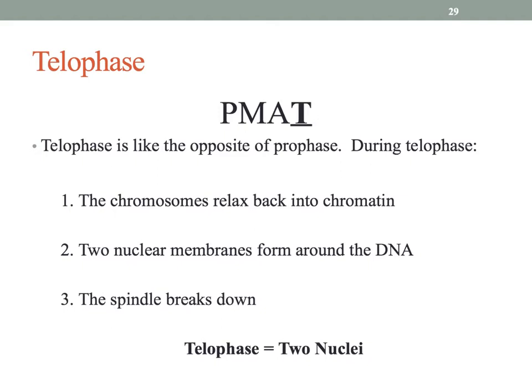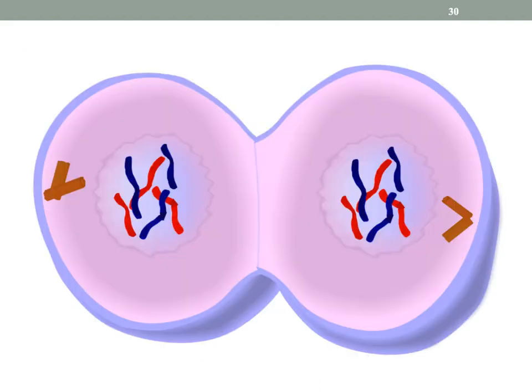During this phase, the chromosomes begin to relax back into their chromatin form. The two nuclear membranes start to reform around the DNA, and the spindle breaks down because it's no longer needed to move chromosomes around. The way that I remember that is T for two. Two new nuclei have been formed, so two new cells are created.